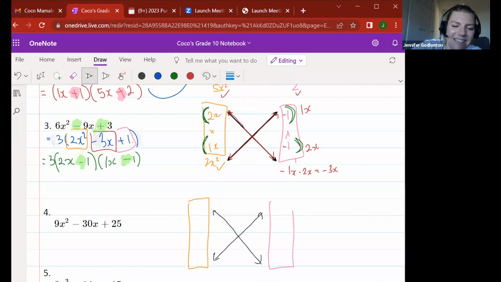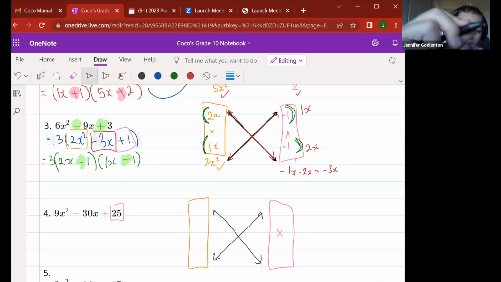Just think about what needs to happen in these 2 different boxes. So in the pink one, we're trying to get to this 25. And in the orange one, when we multiply them together, we need to get to that 9x squared. Okay.